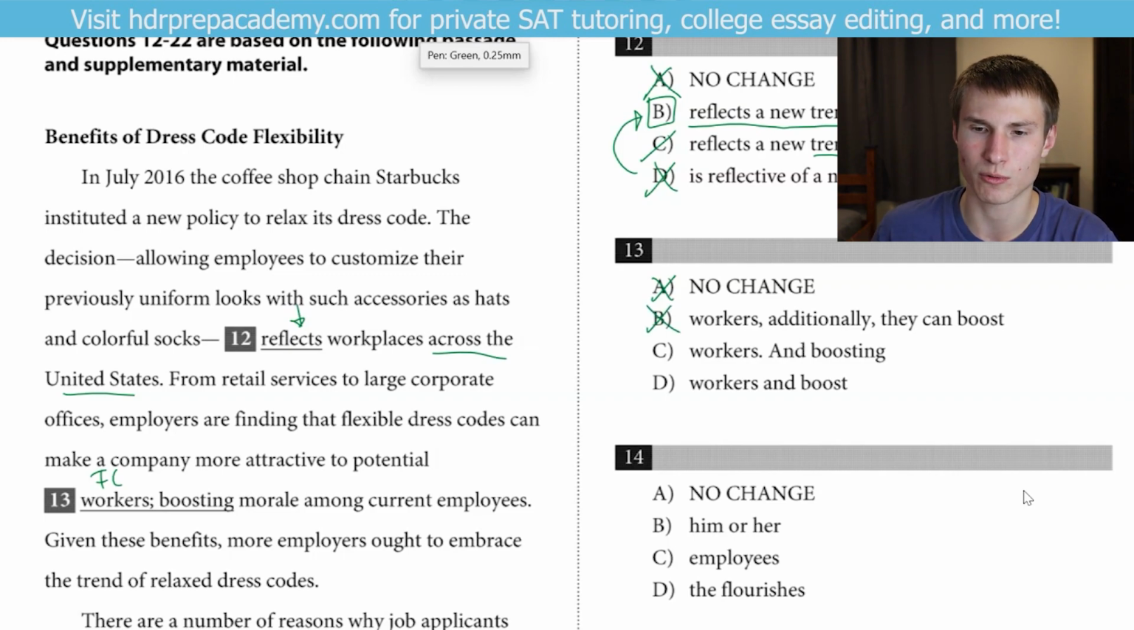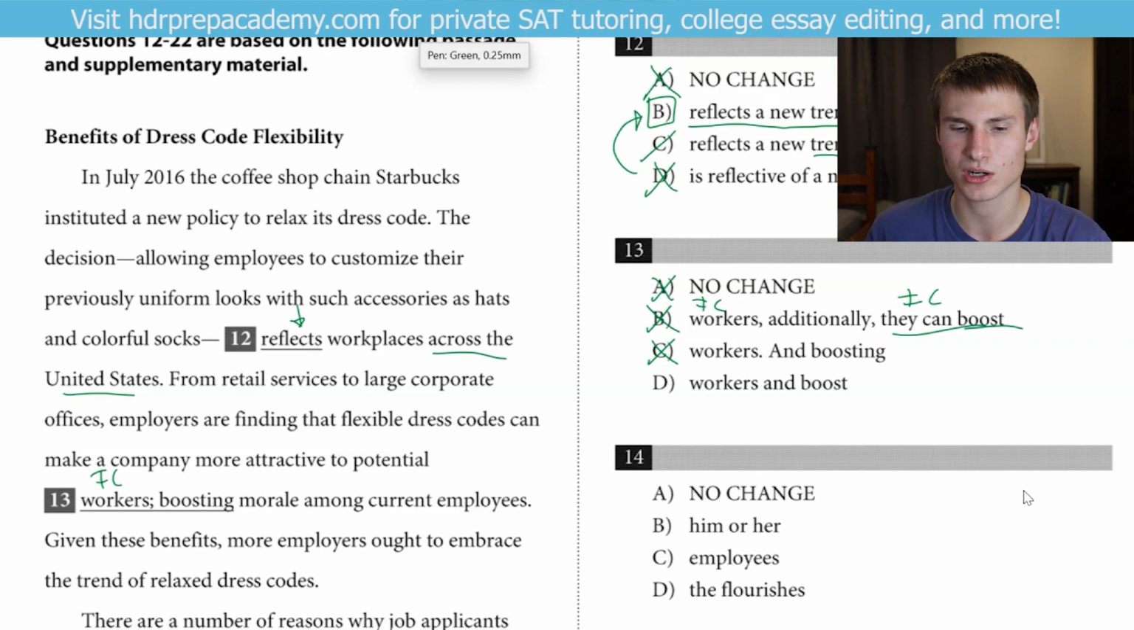And then B, "workers, additionally, they can boost." Okay, that's really wordy, so we wouldn't use that. Also, it results in a comma splice since we'd be having an independent clause after the first one. And then C, we have "workers period and boosting." We wouldn't want to do a period and then do "and boosting." That doesn't make sense.